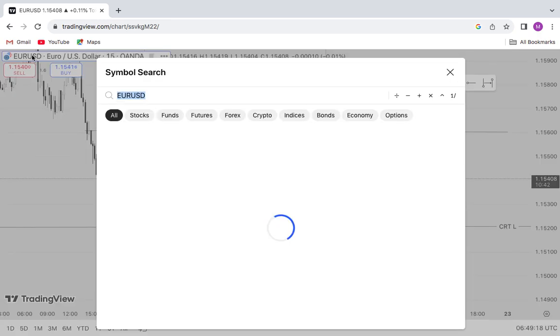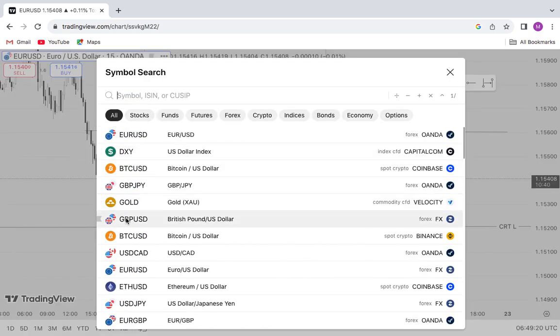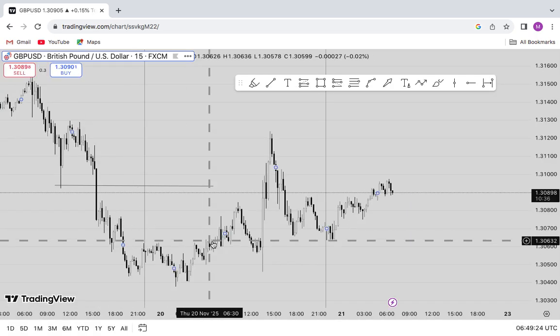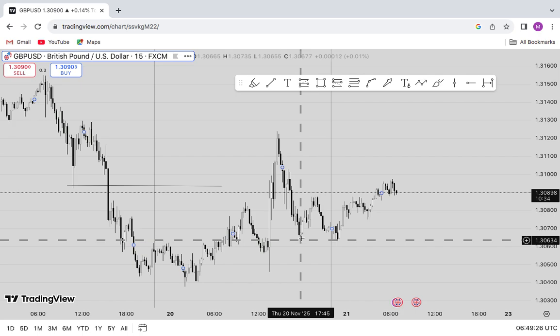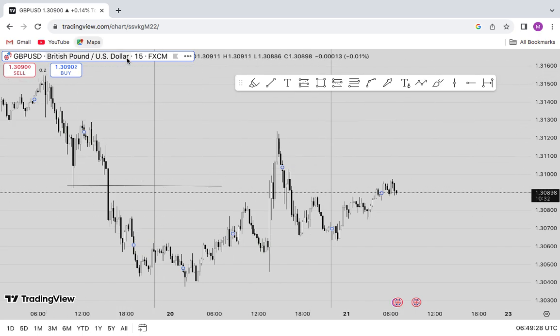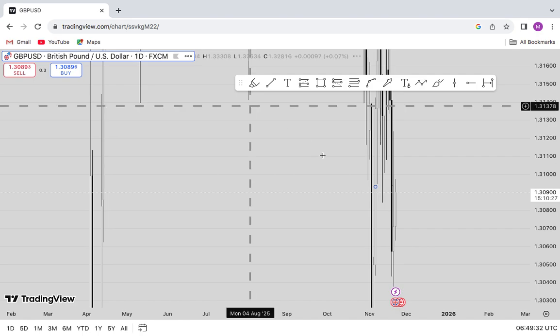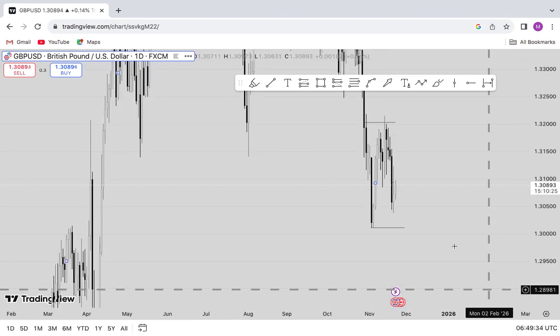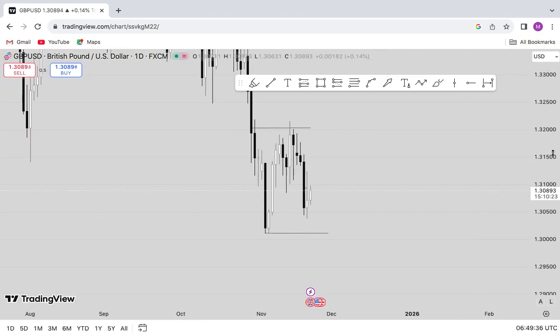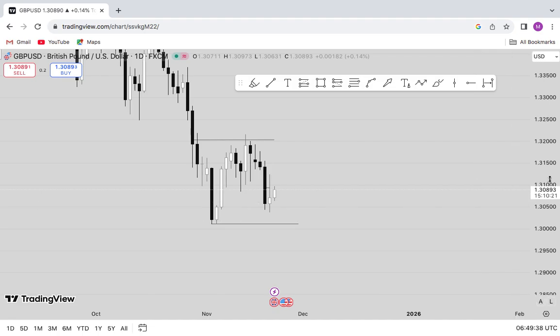So heading down, let's go down to GU. This is GU, and GU is pretty much the same. We are going to do the same on the daily, the same thing, and as you all see, we also have a CRT on the daily move.